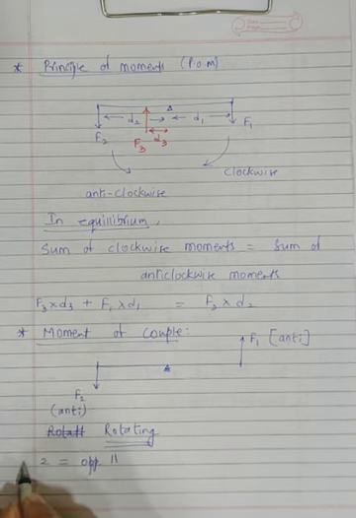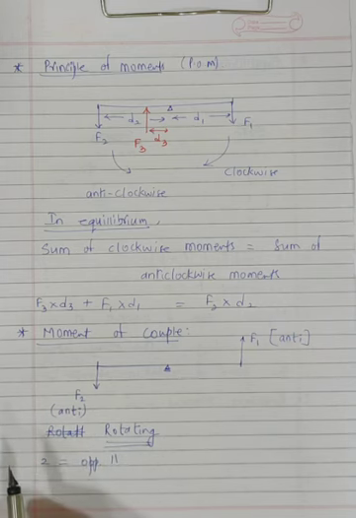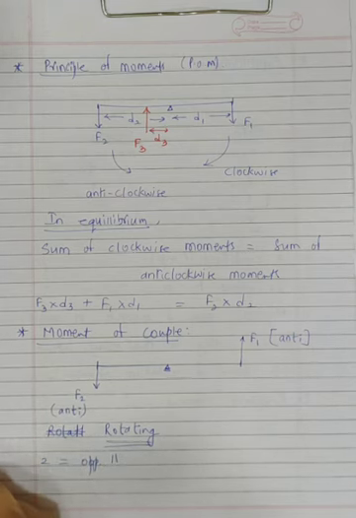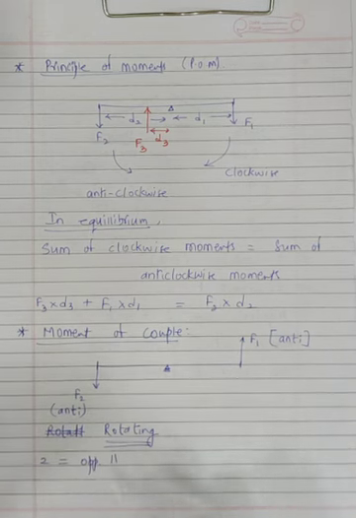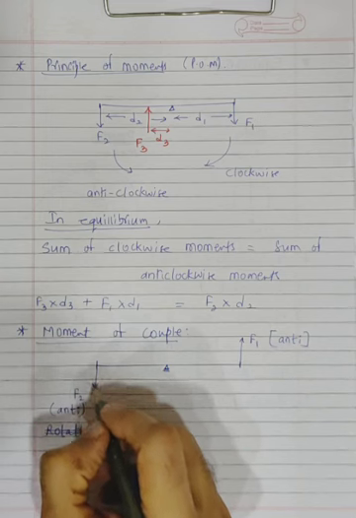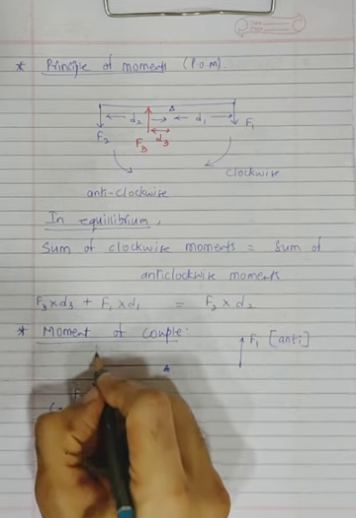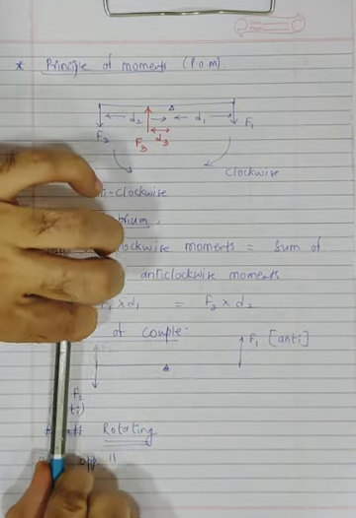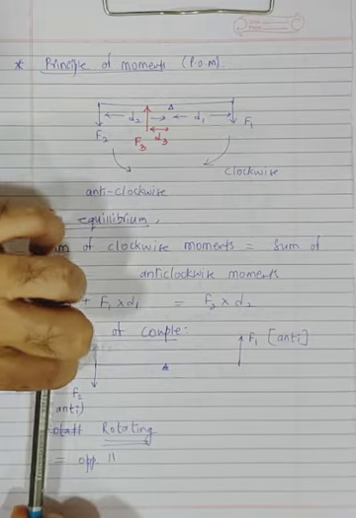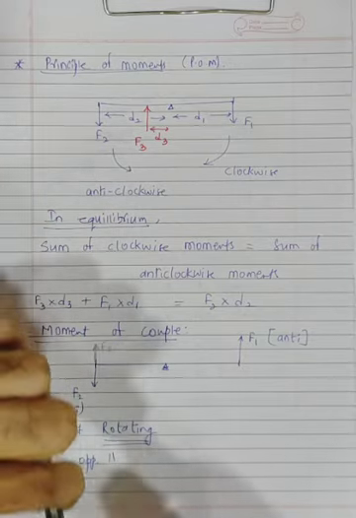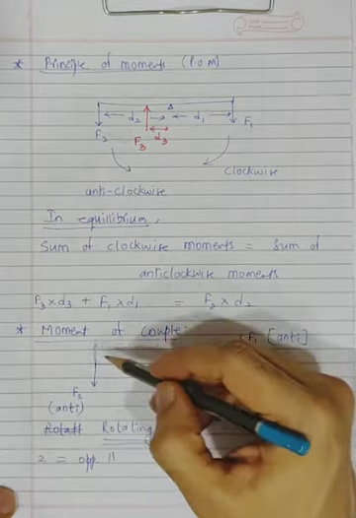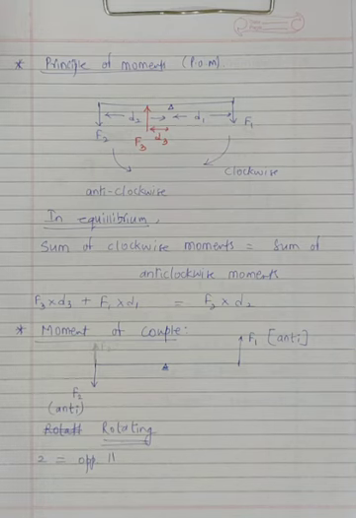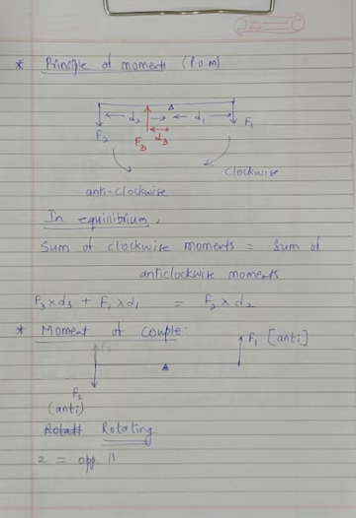What do you mean by not acting along the same line? For example, look, one force is acting downwards here. If another force was acting here upwards, F1, so I am applying two forces, equal and opposite, up and down, then will it create any moment of couple? No, because this body will not be able to rotate. So they should not be along the same line. They have to be on two different lines, like one is here, another one is there. Only then will it produce a moment of couple.